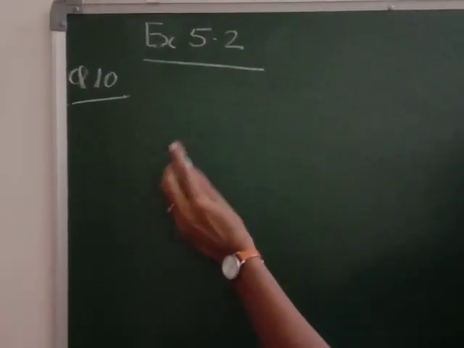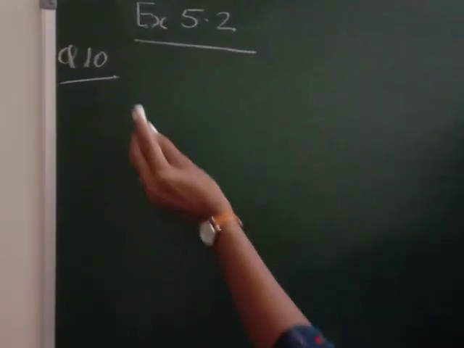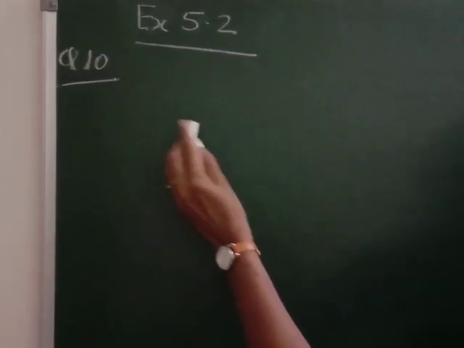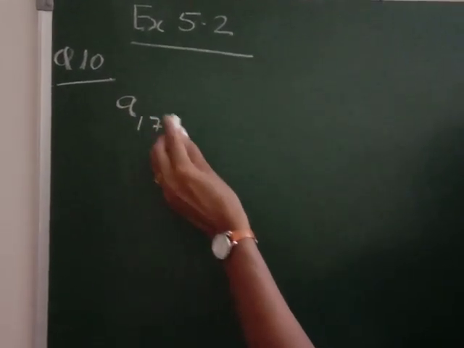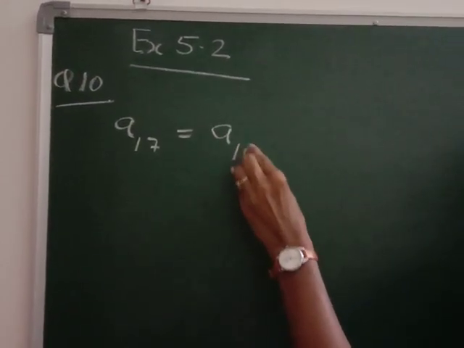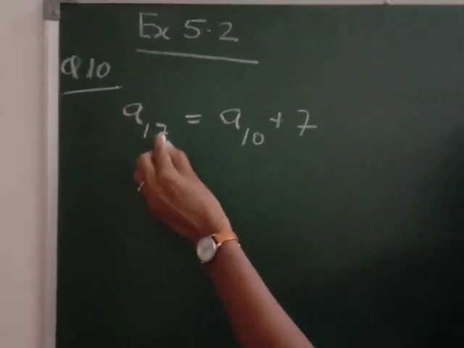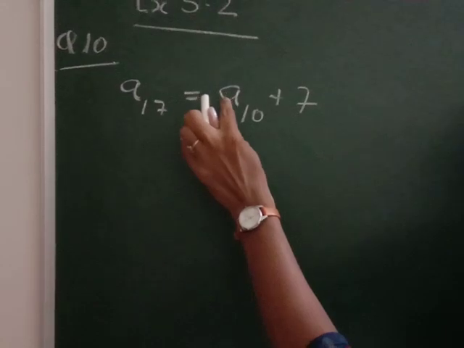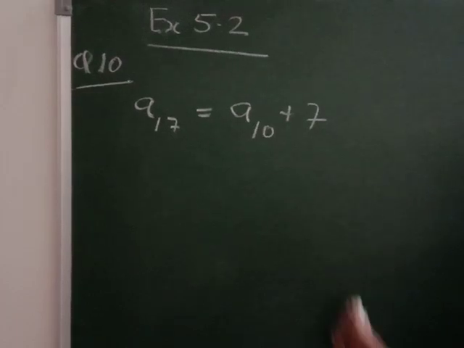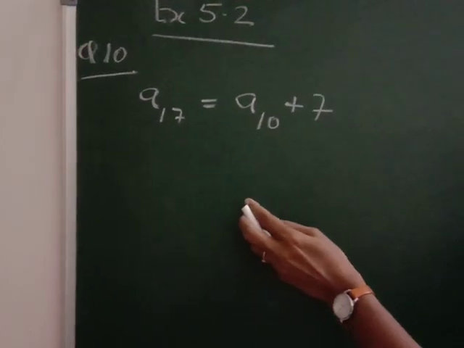Now questions number 8 and 9 are of the same type, just like question number 7. So try by yourself. Now come on, question number 10. The 17th term of an AP exceeds its 10th term by 7. That means the 17th term is greater than the 10th term by 7. That means this term is greater. So this is my equation. And we have to find the common difference, D.